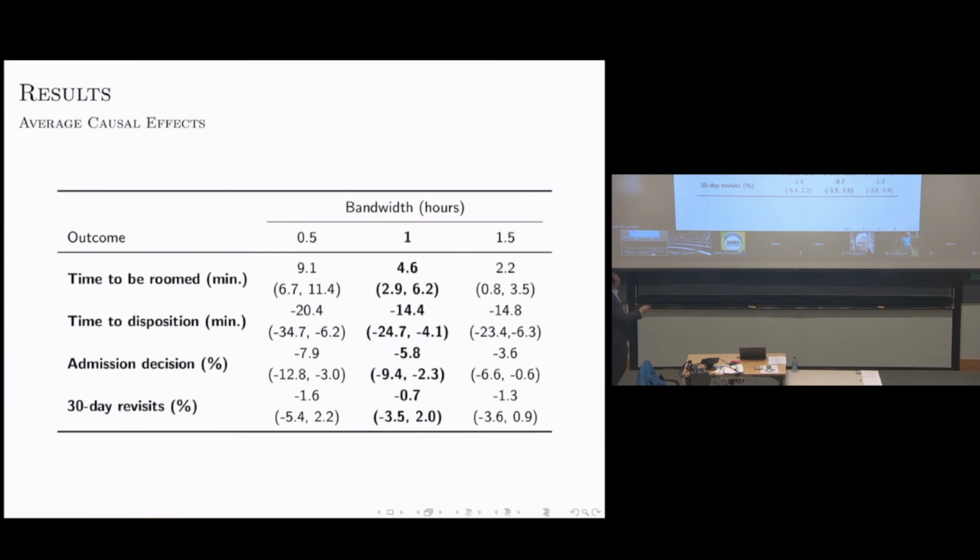Surprisingly, which is something we didn't expect, split flow is estimated to lead to a decrease in the admission rates. The admission rate decreased by 5.8%. And then finally, it seemed to have no effect on 30-day revisit rates, since the confidence interval includes zero here. So we estimated that it reduces length of stay by about 9.8 minutes, reduces admission rates, and has no impact on revisit rates.